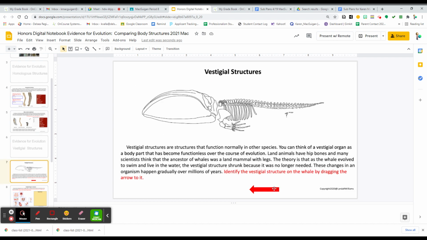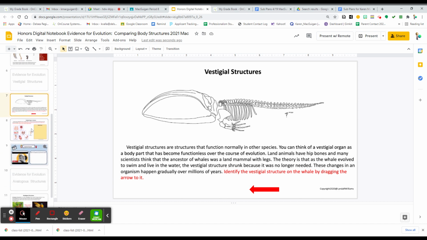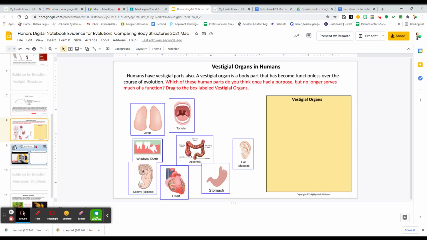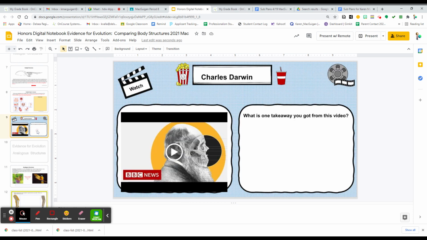So you're dragging and dropping the arrow to identify the vestigial structure of the whale. This one is going to be, which of these human body parts do you think once had a purpose but no longer serves that function? And you're going to drag and drop. And then you're going to watch this video clip. Okay, so you'll watch it. I think it's like 4 minutes long. What's one takeaway that you got from that?